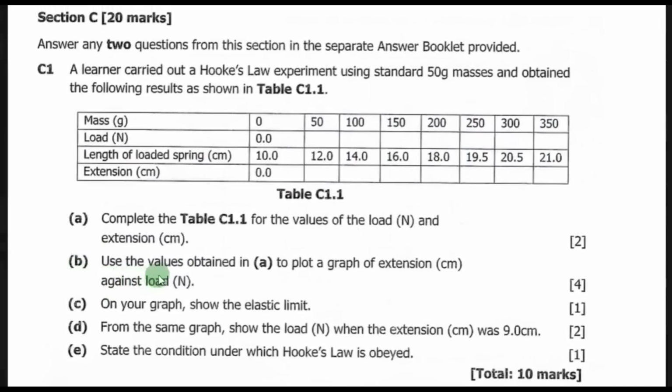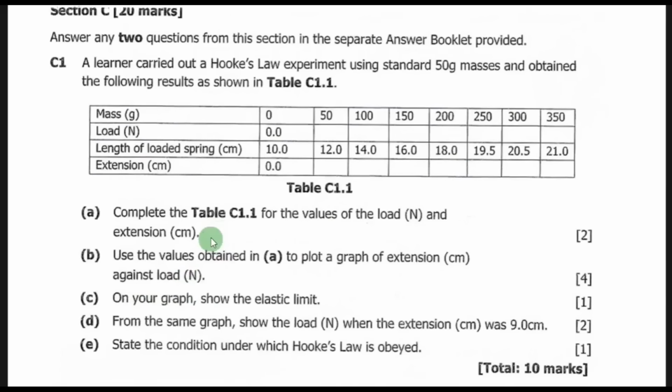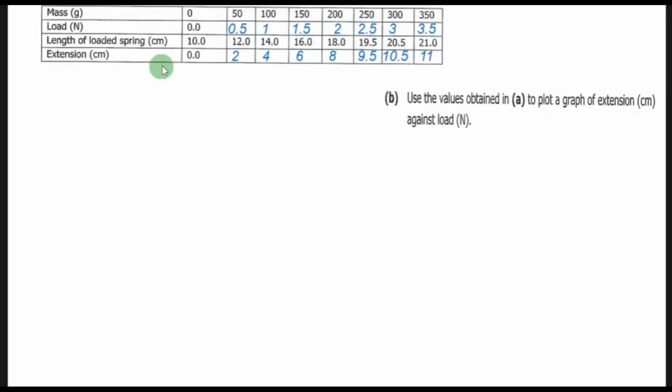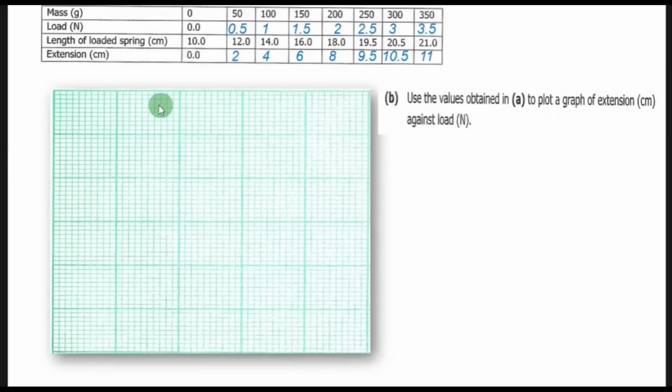B, use the values obtained in A to plot the graph. Use the values obtained in A to plot a graph of extension C in centimeters against load newtons. So we'll push this here. So bring these values in this table. So we plot extension against load. So bring a graph here. Then on this graph, it is extension against load as the title.